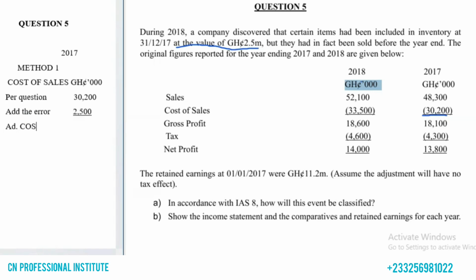So we have adjusted cost of sales as 32,700. So 32,700 is the adjusted cost of sales. So we can now go back to the P&L and then use it. Are you following? So we have our adjusted profit now, or revised P&L. So our revised profit or loss. Okay. Our revised profit or loss now.